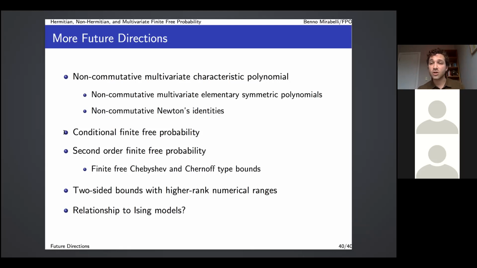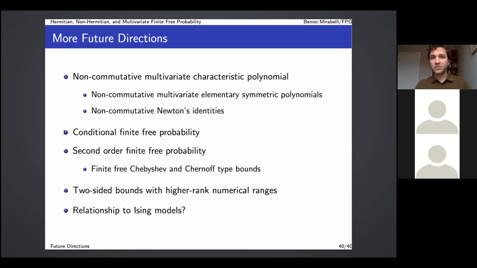Also, in classical probability, once you get multivariate probability distributions, you can start to define conditional probability distributions. So now that we have multivariate finite free polynomials, could we define some sense of conditional finite free probability? Also, the way we make this problem tractable is we have our random characteristic polynomial and we just take the expectation of every coefficient. So it might be interesting to also do what people call second order finite free probability, where you find the covariance of those coefficients, or higher order.